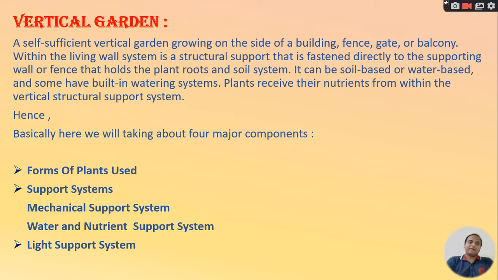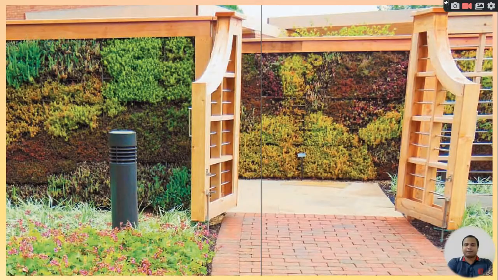Hence, basically here we will be thinking about what the components of vertical gardens are. So basically there are four components of vertical gardens: forms of plants used there, mechanical support system, water and nutrient support system, and light support system. So these four are the basic components of a vertical garden. This is again a picture of an outdoor vertical garden.